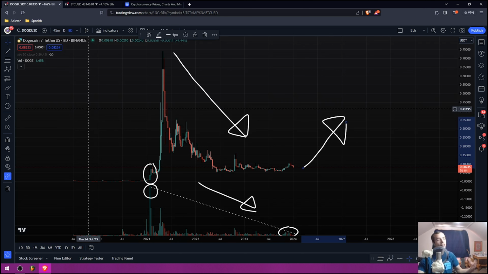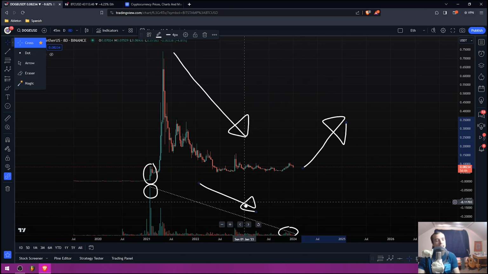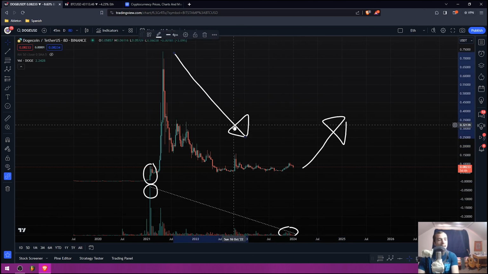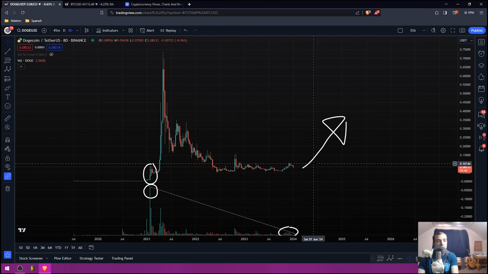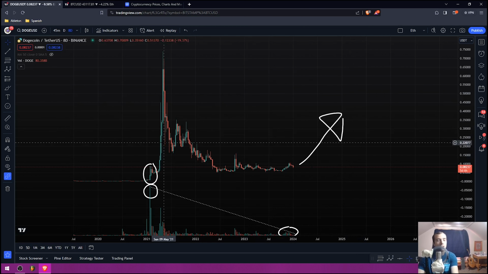Descending price and descending volume is actually bullish. It leads to a bullish move. It leads to a bullish breakout. Now, that is exactly what we see here on Dogecoin. So don't let the volume deceive you.